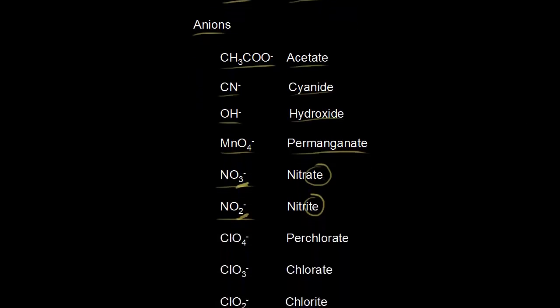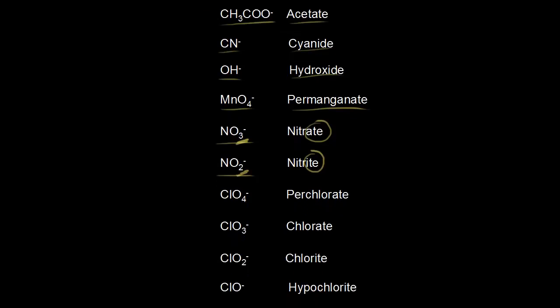For example, let's look at this next set of 4. And let's look at chlorate, right? So chlorate has 3 oxygens. It's ClO3 minus. And chlorite has fewer oxygens. It has 2 oxygens here, ClO2 minus. So we have ate meaning more and ite meaning fewer here.